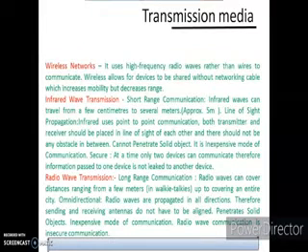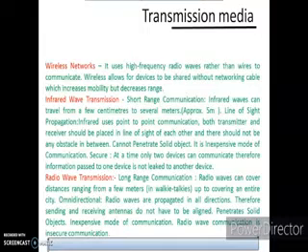Now what are wireless networks? Wireless networks use high frequency radio waves rather than wires to communicate. Wireless allows users or devices to be shared without networking cable. Means there is no need for a physical cable to be connected to a device for sharing. All we need is the Wi-Fi or the radio wave signals.